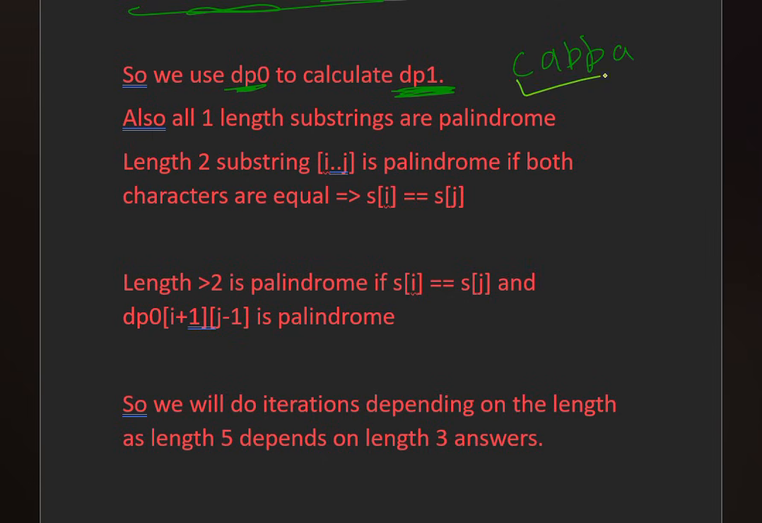If you remember, we have discussed CABBA. Suppose this is a substring from i to j and C is not equal to A, then we have to either remove C or A. So if we remove C, this ABBA should be a palindrome. So how will we be checking this? Using DP0. Using DP0, we will be checking whether this part is a palindrome or not. If this part is a palindrome, we can directly remove the C. So we will be using DP0 to calculate DP1.